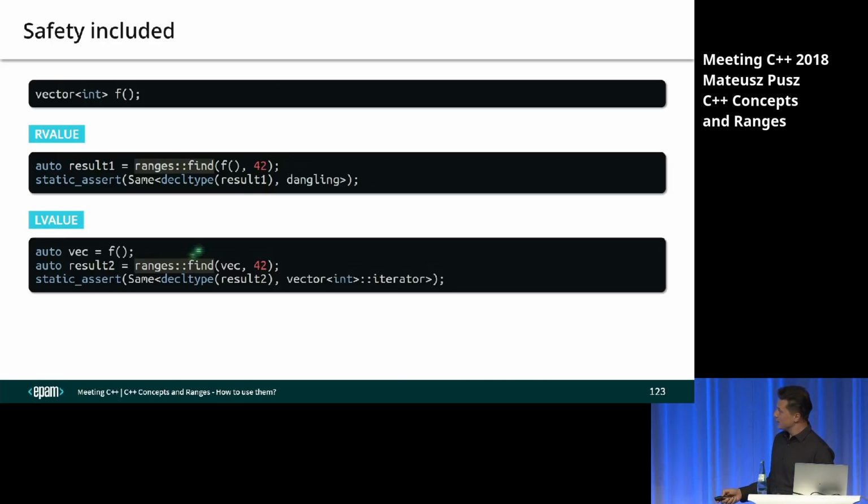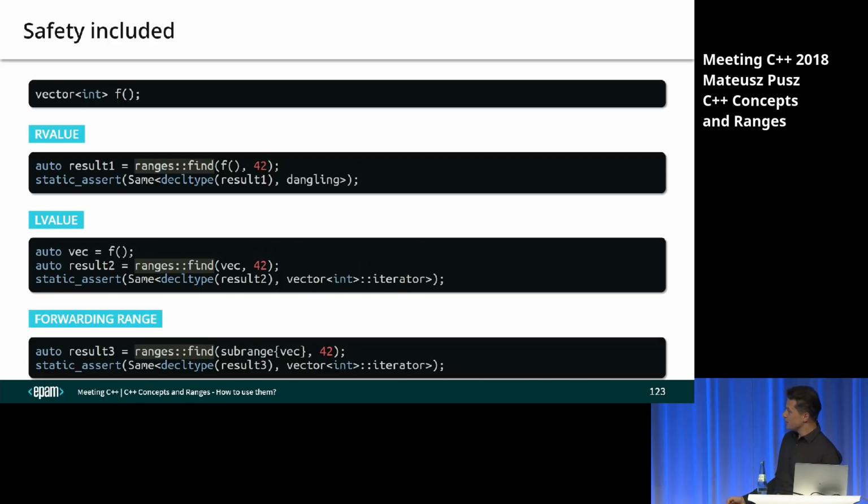However, if you create an L value of vec and provide this L value to our ranges find, it will work just fine. You will get an iterator as a result. If you are passing a forwarding range, even as an R value, as a temporary here, so for example subrange or string view or another range or another view, it's fine, because even if this subrange or string view is destroyed, this iterator can still be dereferenced fine.